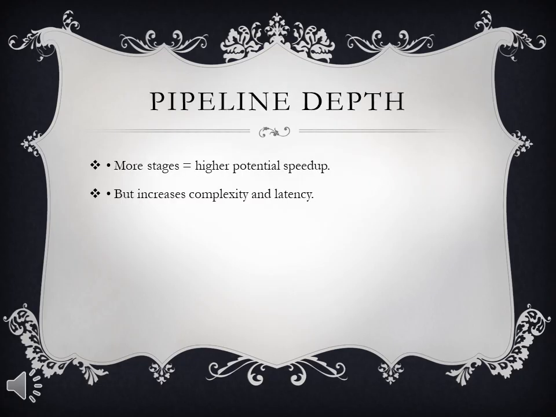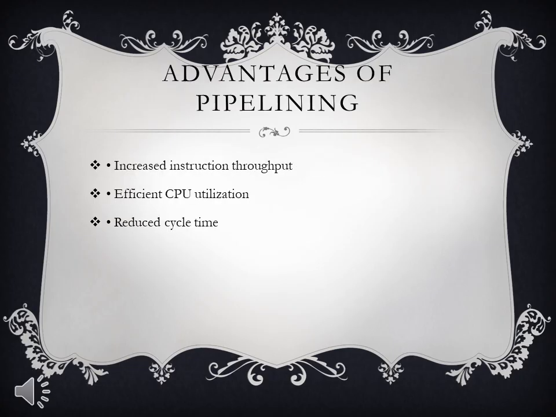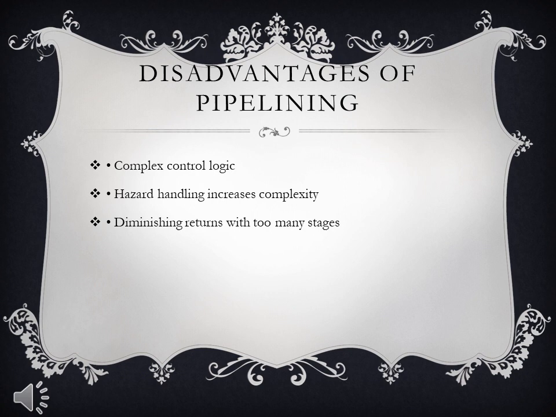Pipeline depth refers to the number of stages. Deeper pipelines can potentially increase clock speed but also increase latency and control complexity. Balance is key. Key advantages include increased throughput, efficient resource utilization, shorter cycle time. These benefits make pipelining integral to modern processors. However, pipelining isn't without drawbacks: complex hazard control, increased design complexity, diminishing returns beyond a certain number of stages.